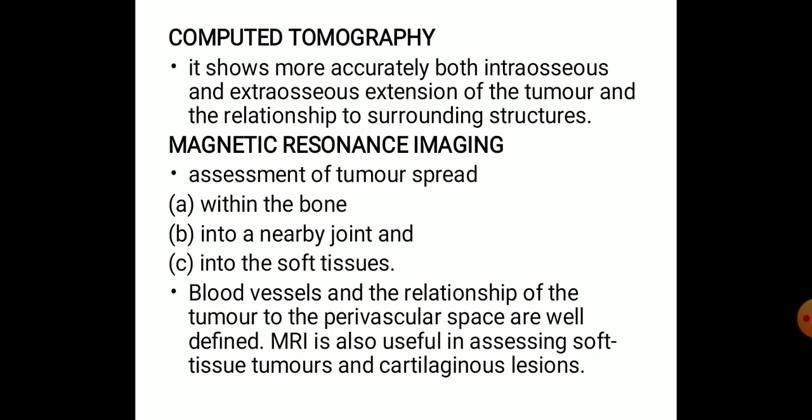Both the blood vessels and the relationship of the tumor to the perivascular space are well defined. So when we ask for an MRI, we get a clear picture of how much the bone tumor has extended to the surrounding structures, and what the properties of this particular bone growth are, whether it is well defined or ill defined, whether it is endangering the surrounding soft tissues, whether it is invasive, or whether it is an extraosseous or intraosseous kind of growth. All this can be identified.